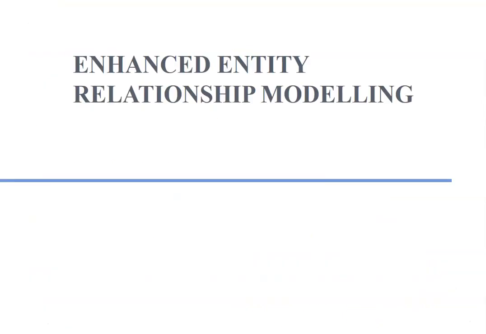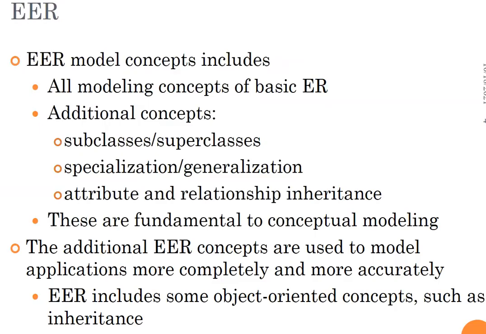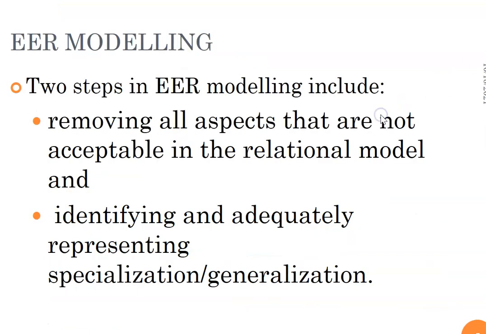Today we are going to discuss enhanced entity relationship modeling, which is a continuation of last week's entity relationship modeling. The most important thing here is discussing specialization and generalization. And of course, when you're talking about specialization, there are two aspects. One, you're looking at superclasses and subclasses, and also you're looking at having attribute and relationship inheritance. So the most important thing when you're talking about enhanced entity relationship modeling is the fact that you can have inheritance. Inheritance can apply both on attributes and the relationships that any given entity is participating in.